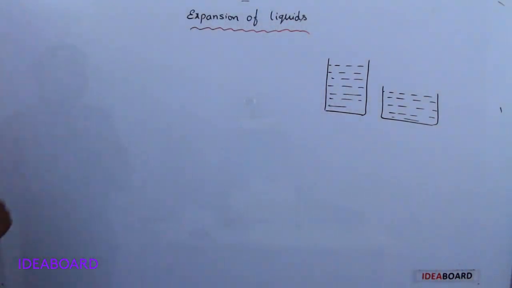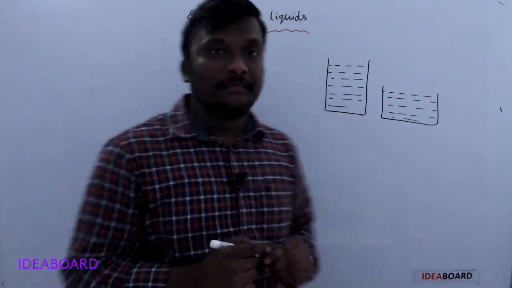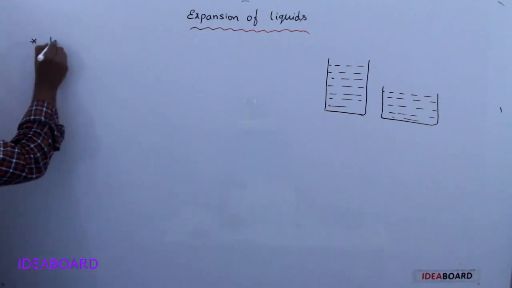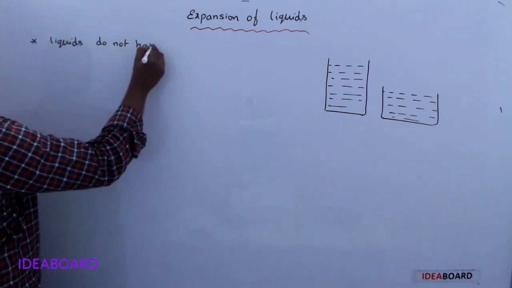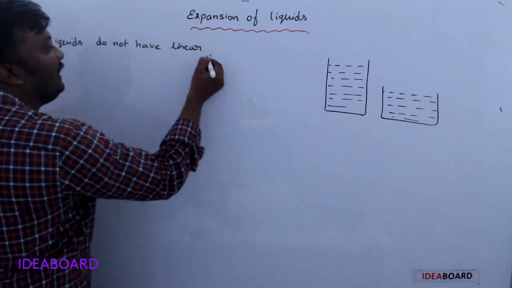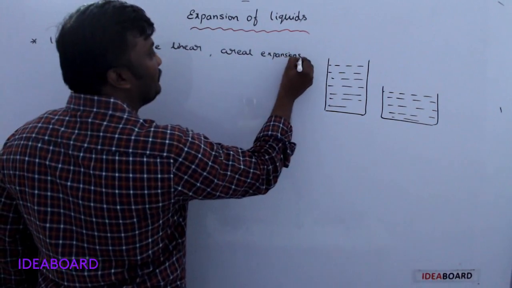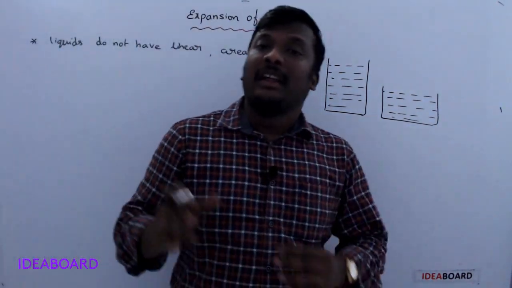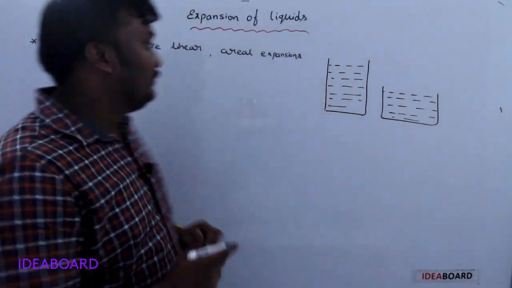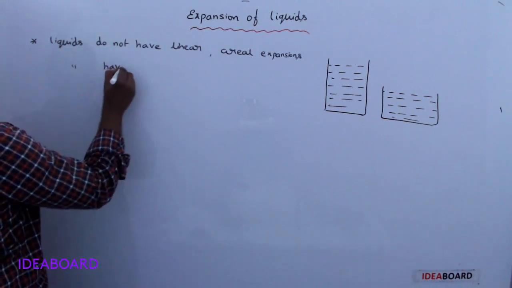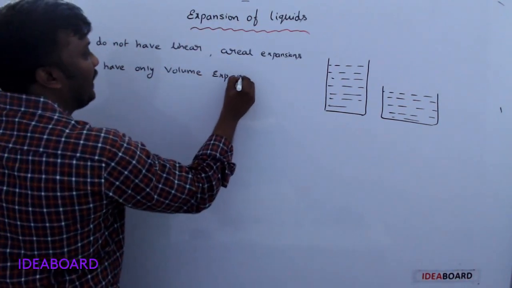So, the first variation of expansion of liquid with solid is that liquids do not have linear and aerial expansions. There is no significance for linear and aerial expansions. Liquids have only volume expansion.